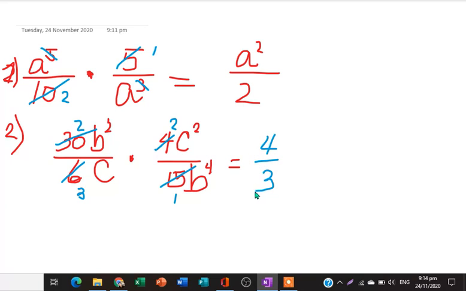So b squared divided by b to the 4th. So 2 minus 4 is negative 2. Therefore, when the exponent is negative, you're going to put that in the denominator. Okay? We have c: 2 minus 1 is 1. Since it's positive, we put it in the numerator. So the answer is 4c over 3b squared.